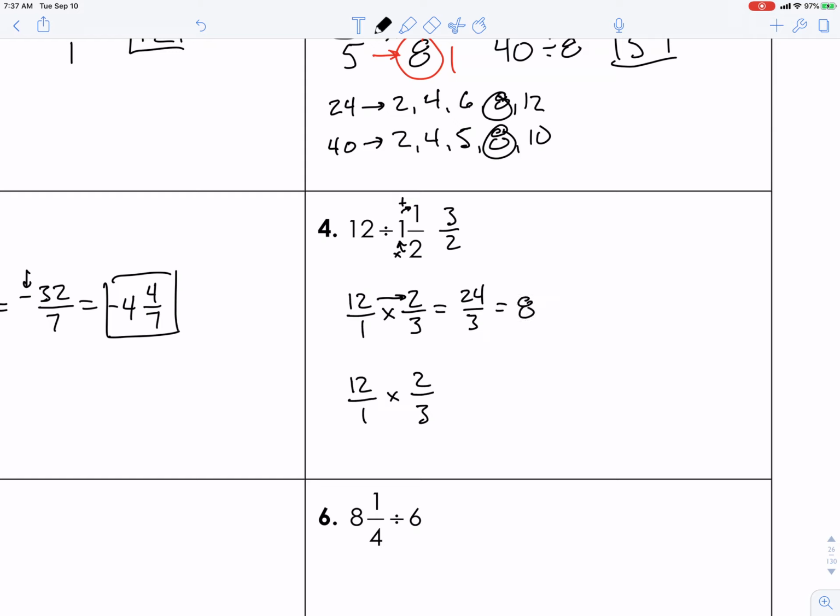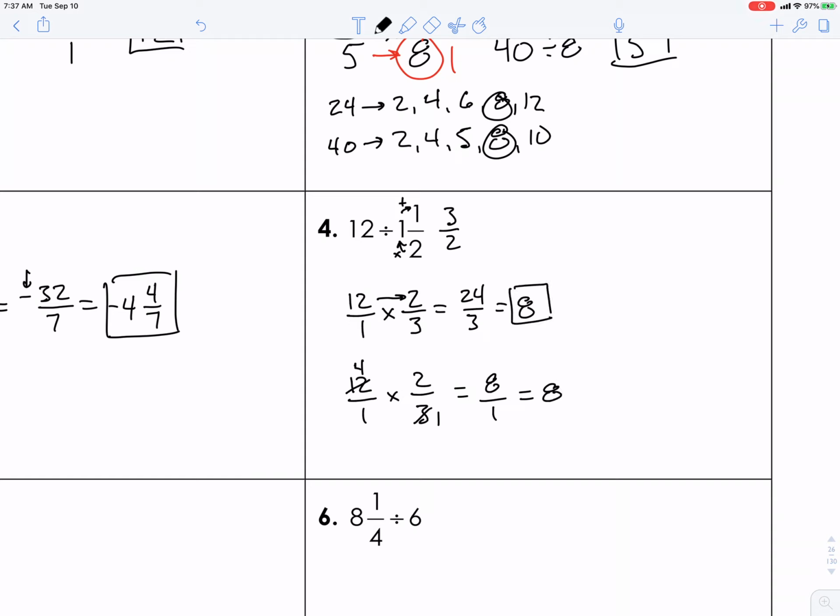Okay? Now on this other one, I can cross reduce 12 and 3. Well, I know 3 goes into 12 4 times and 3 goes into 3 once. Then go ahead and multiply straight across. 4 times 2 is 8. 1 times 1 is 1. It still gives me 8.